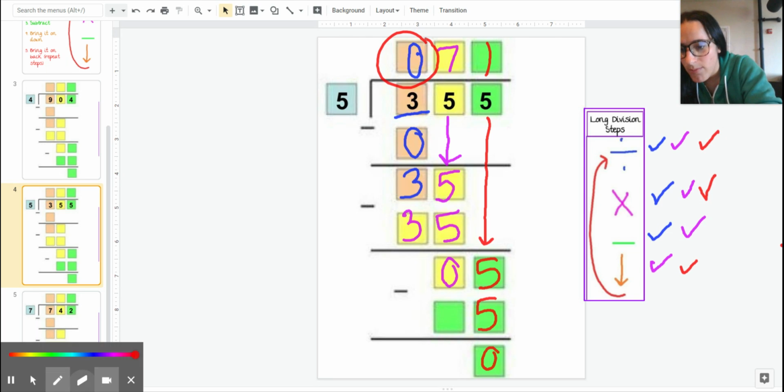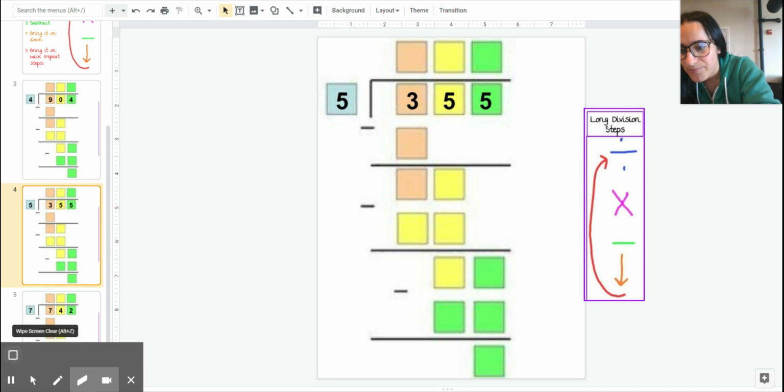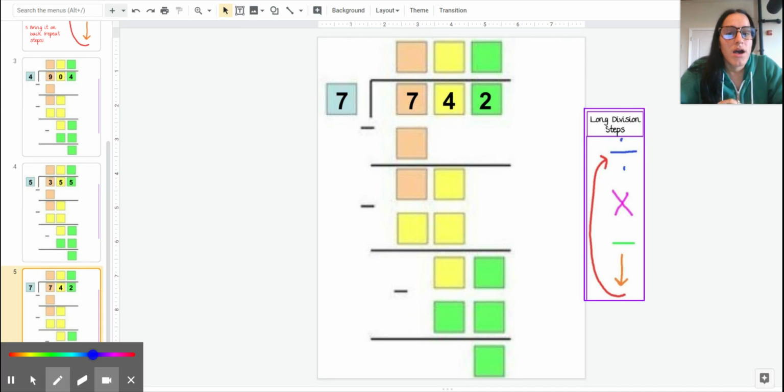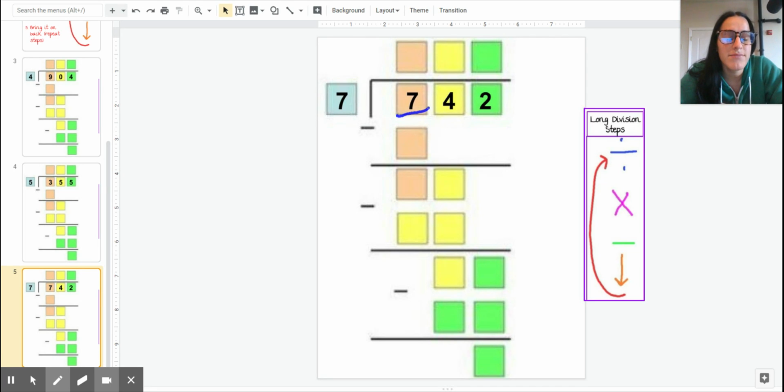Let's try one more problem together. All right, here's our last problem. So we are going to start with this 7 right here, and we're going to ask ourselves, 7 goes into 7 how many times? We know it only goes in once. So I'm going to put a 1 up top, and I'm going to check that, yes, we have divided.